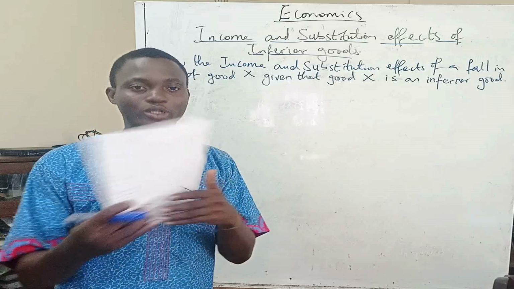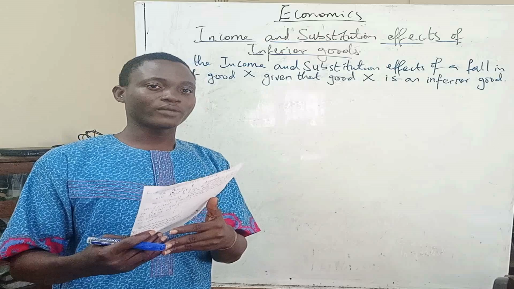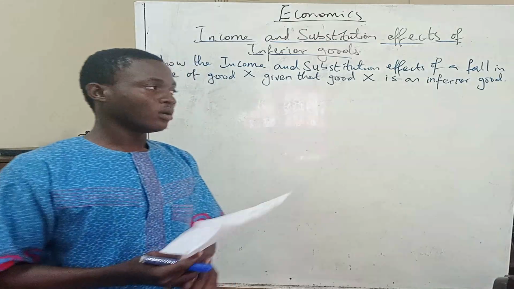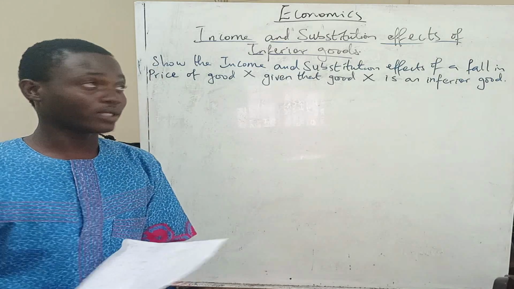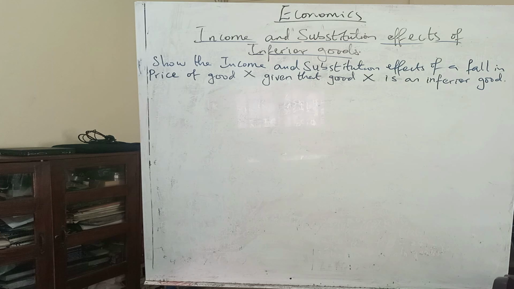And when you have to depict that along the horizontal axis, there are times when you might have to depict that along the vertical axis. You don't really get that in textbooks, but who knows, you can get them in exams. So back to business: income and substitution effect of the falling price.